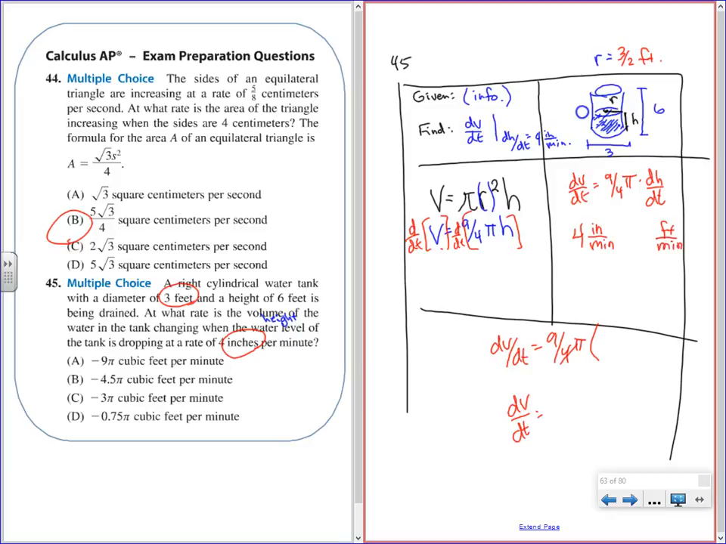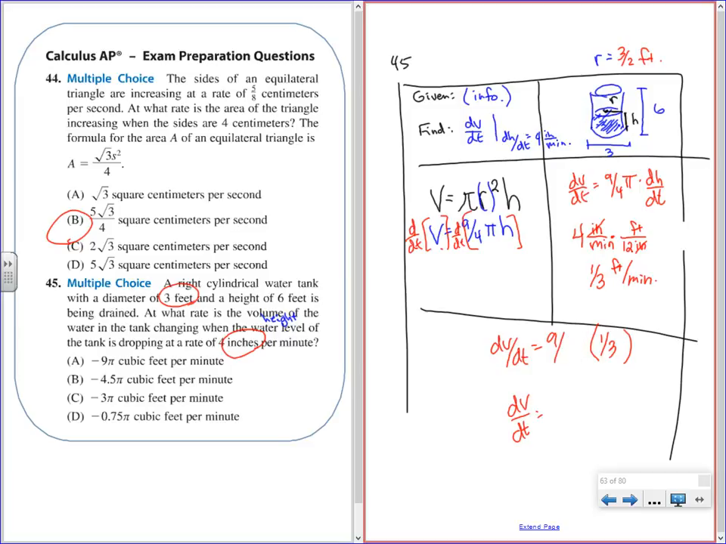Build a bridge. It's 1/3. How many inches in 1 foot? 12. Got it. Then I'll get what I want. So 4 over 12 is the same thing as 1/3 feet per minute. Now everything is going to match. Let's throw in a 1/3.